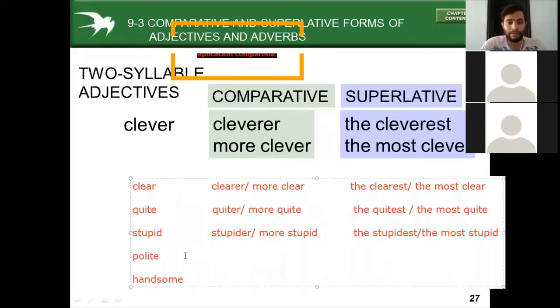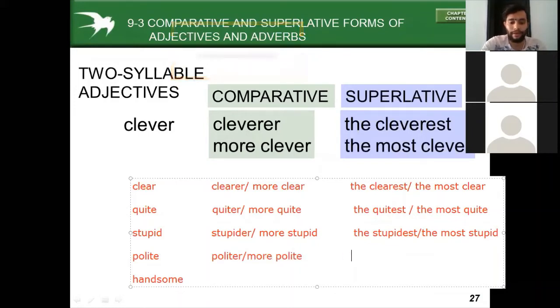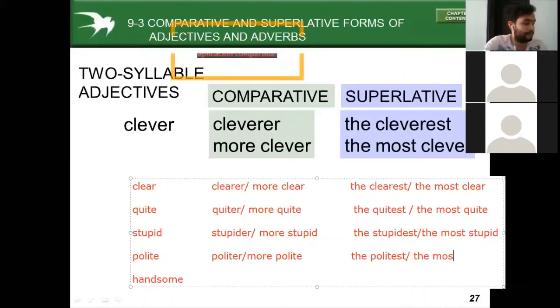In the case of polite, then we have politer, or more polite. Yes, more polite. And right over here, the politest. The most polite.